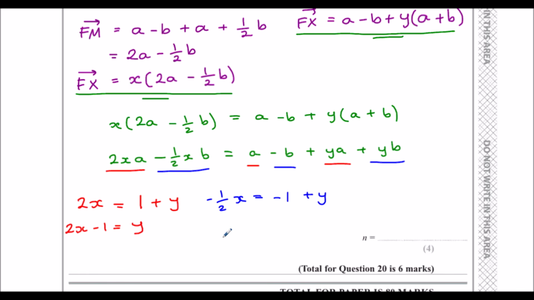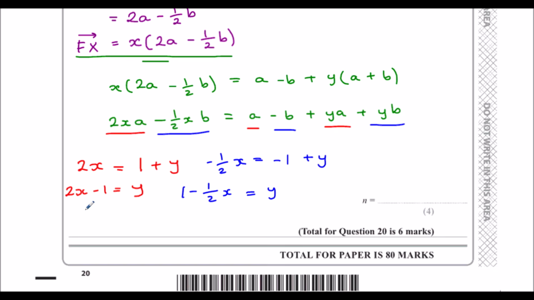For the blue equation, I'll add 1 to both sides. So 1 minus half x. I'm also moving the 1 to the front. Instead of writing minus a half x plus 1, I'm writing 1 minus half x. They mean the same thing. And now I've got two things equal to y. I've got 2x minus 1 and 1 minus half x. I can make them equal to each other. So I've got 2x minus 1 equals 1 minus half x.